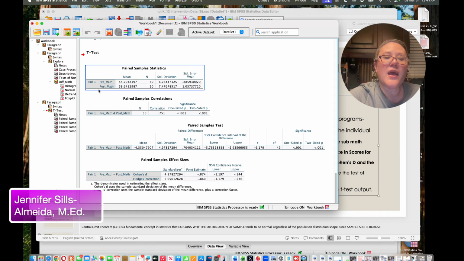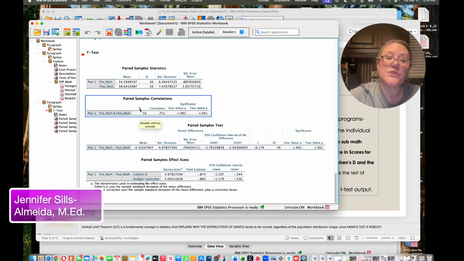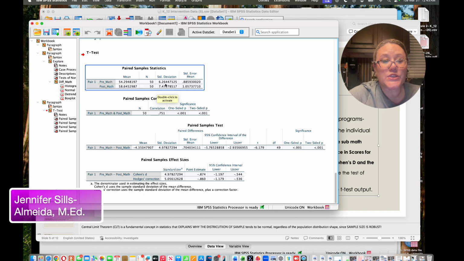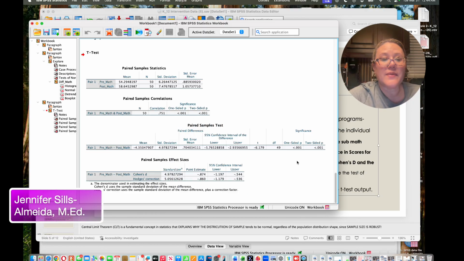Now, as you can see, let's look at this. Before the intervention, the mean pre-math score of the students was 54.29. After the intervention, the post-math mean score was 58.645. So this resulted in a mean change of 4.35, which means the score went up about 4 points, which is good. Standard deviation was 6.26. The standard error is 0.885. So we're looking at whether or not it made a difference.